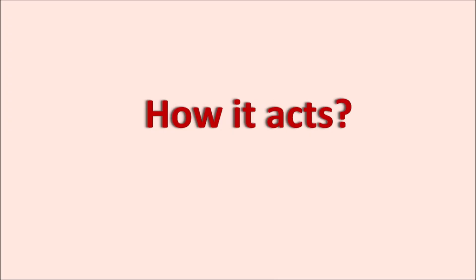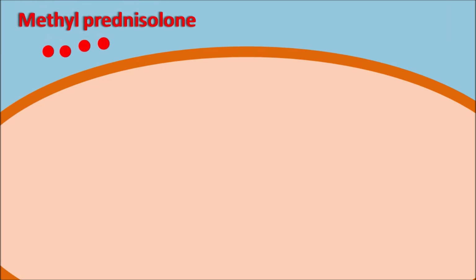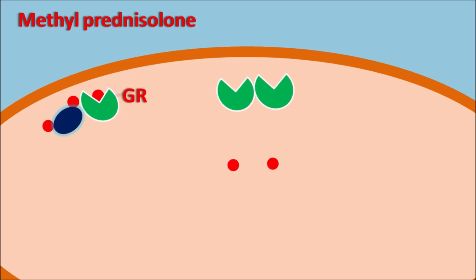Now let us see how it acts. Methylprednisolone is a steroid. It acts on the glucocorticoid receptors. These receptors are coupled with the immunophilin and they are present within the cytoplasm. When this methylprednisolone binds to glucocorticoid receptors, they are going to be activated and they will undergo dimerization. And after the dimerization, now it is ready to interact with the nucleus.